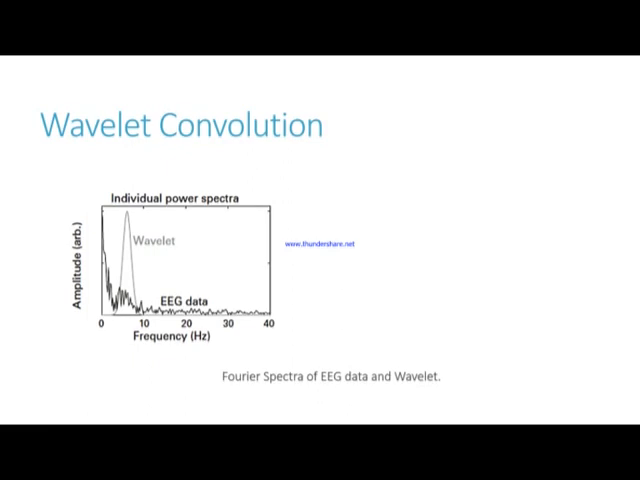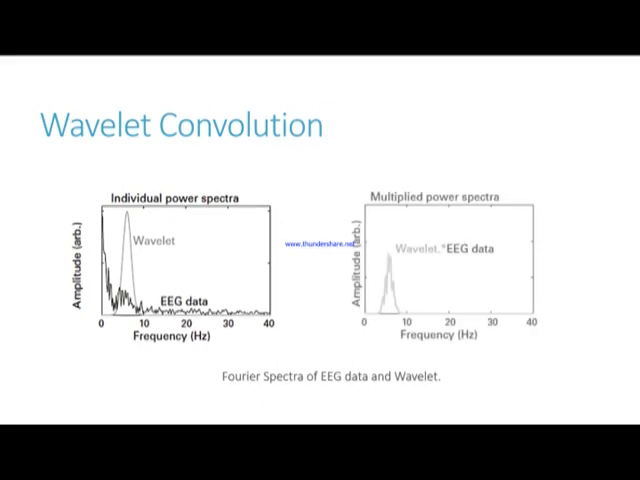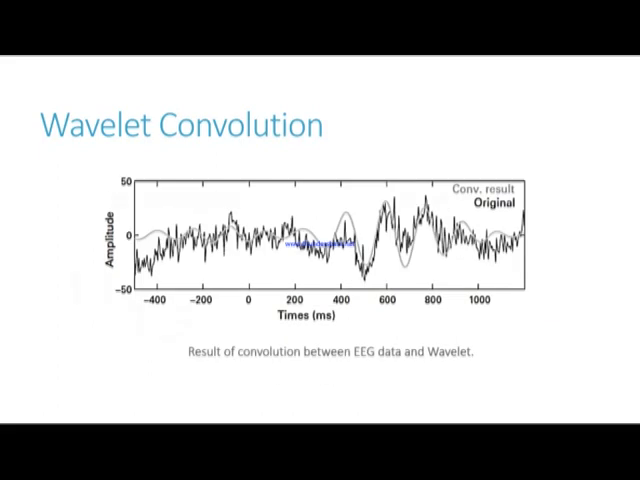In this picture, we can see the power spectrum of the wavelet and the EEG data. Note that the wavelet has a Gaussian shape in the frequency domain. On the right, we can see a plot with a point-by-point multiplication of the frequency spectra of the wavelet and the EEG data. Now, this picture presents the result of the convolution overlaid on top of the original EEG data. This figure also illustrates how the result of convolution reflects activity that is maximal at the peak frequency of the wavelet.